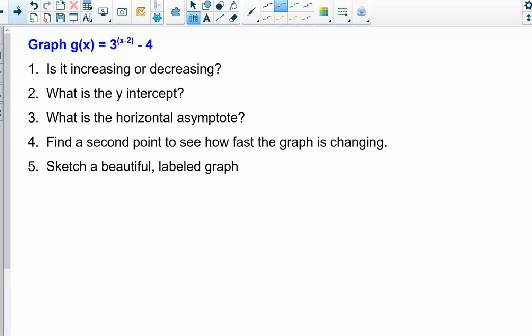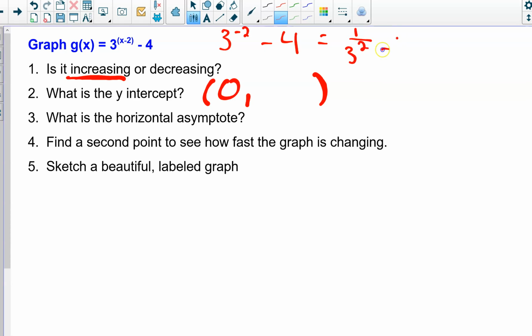Is it increasing or decreasing? And because this 3 is whole number and the x is not negative, I would say it's increasing. Again, the y-intercept is 0. So if I put in a 0 for x, I'm going to have 3 to the 0 minus 2 minus 4, which is 1 over 3 squared minus 4, and you could put that in your calculator if you want. You're going to get -3.89 roughly. The horizontal asymptote, being that we're subtracting 4, it's going to be y equals -4.